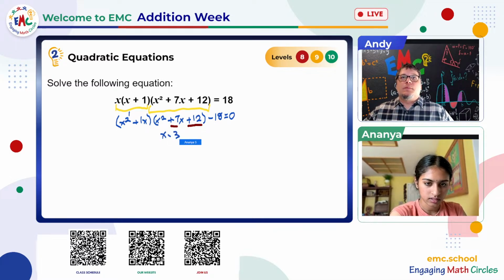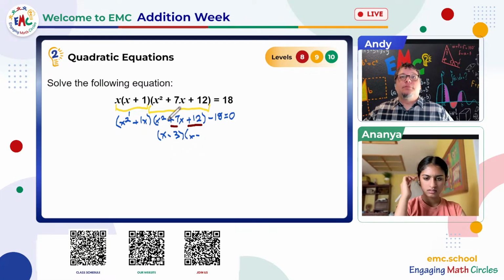x minus 3. Because x would be the root, right? x equals minus 3, which means, no, the bracket. x equals plus 3, right? Yeah. So then it would be x minus 3, x minus 4.